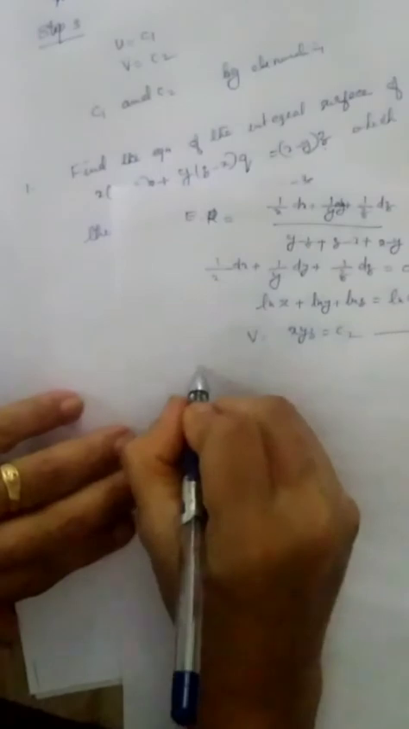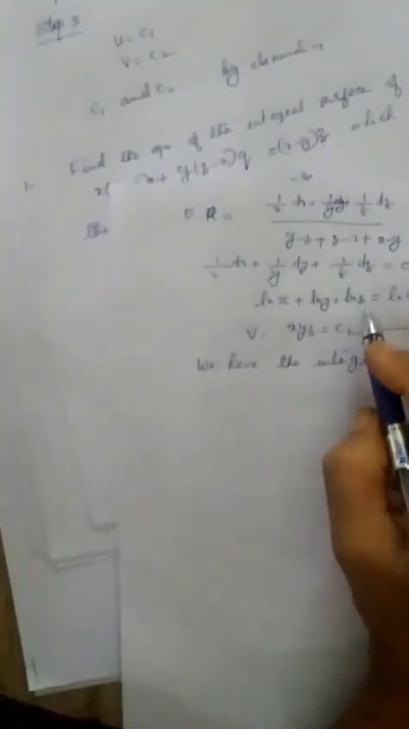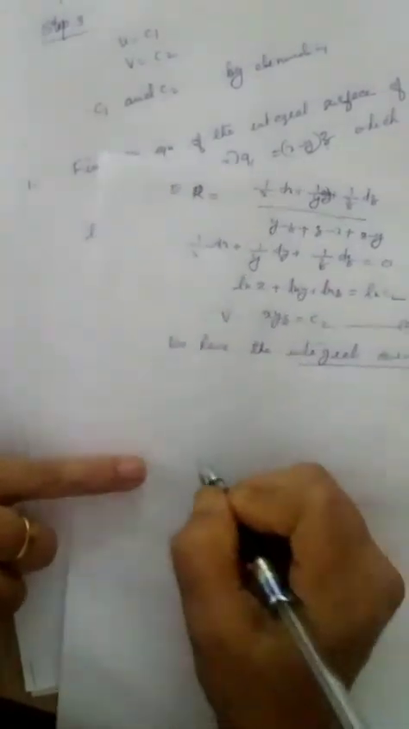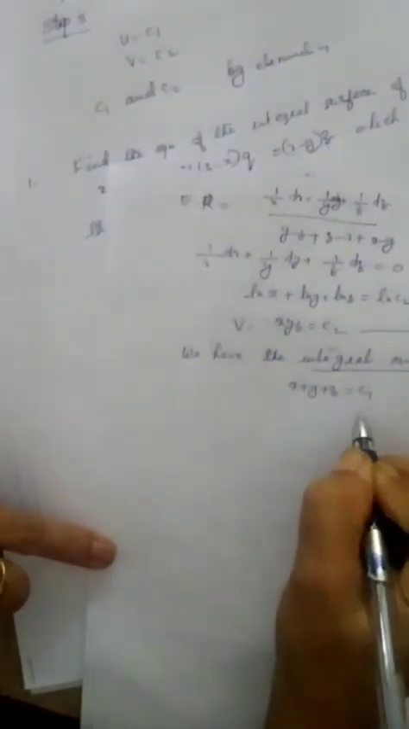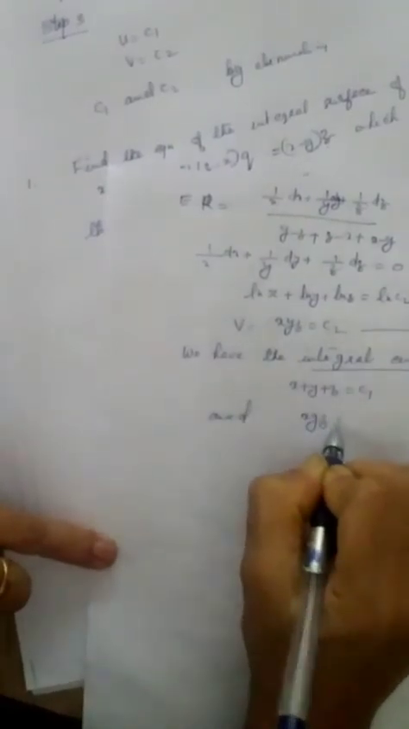So we have the integral curves. Integral curves are the solution of the auxiliary equation. So we have the solution of the auxiliary equation as u equal to c1 and v equal to c2. So this will represent the integral curve, as u means x plus y plus z equal to c1 and xyz equal to c2. So these are the integral curves.